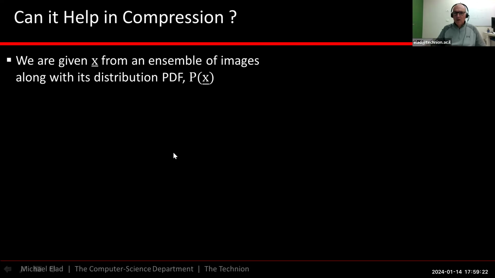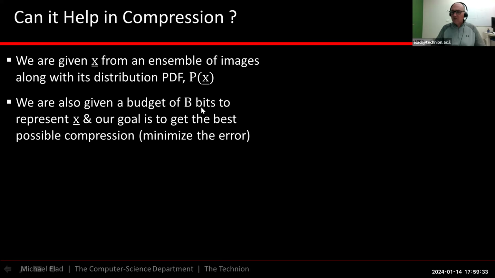Let's see what is the connection between P of X and the best compression algorithms that people can come up with. Okay, so here's the game. You are giving me images that are drawn from P of X. P of X is known to me, and I'm supposed to compress them. That means you give me a budget of capital B bits, and I'm supposed to represent your image with the minimum possible damage, error, with these B bits. Okay, how do I do that?